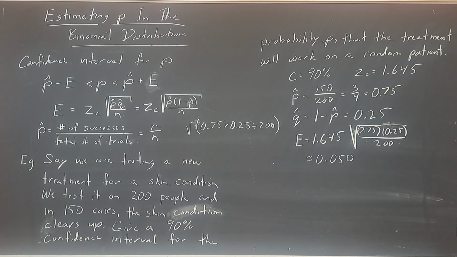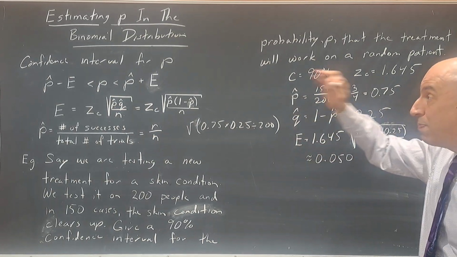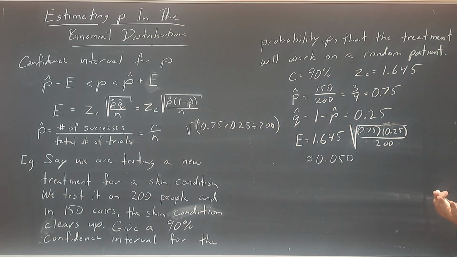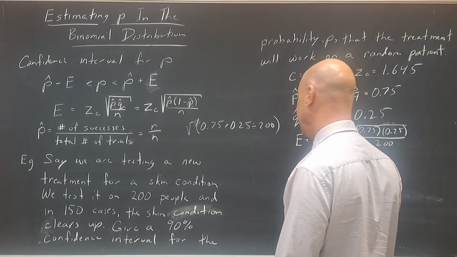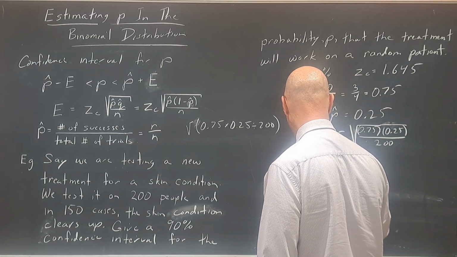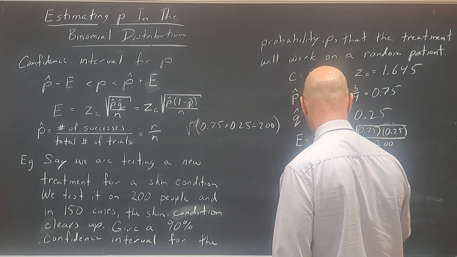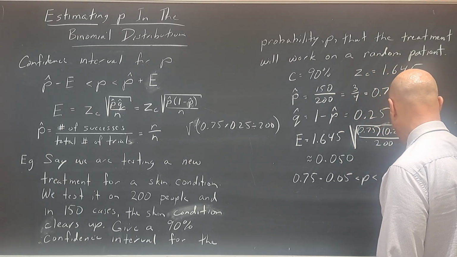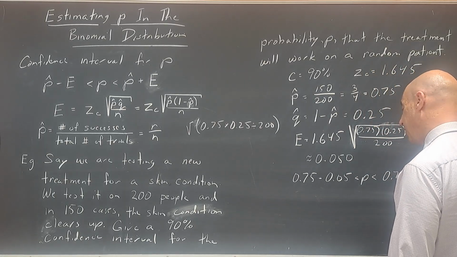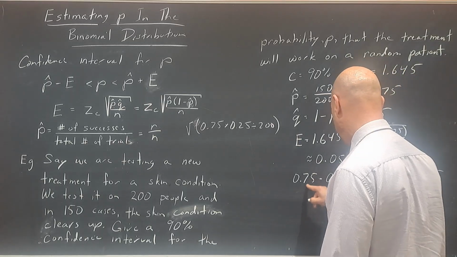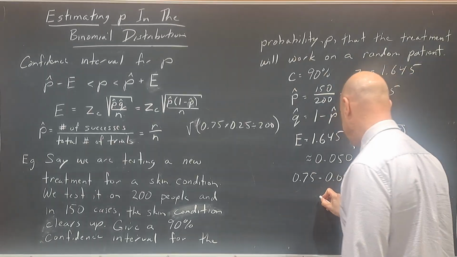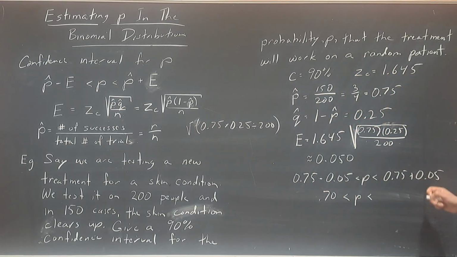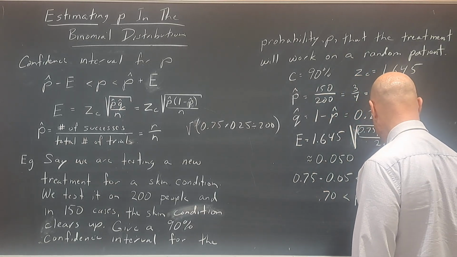So we're all set to write our confidence interval down. It's centered at P hat. Our best guess for P is P hat, which is 0.75 or 75%. So our confidence interval is 0.75 minus 0.05 to 0.75 plus 0.05. And 0.75 minus 0.05 is 0.70, and 0.75 plus 0.05 is 0.80.